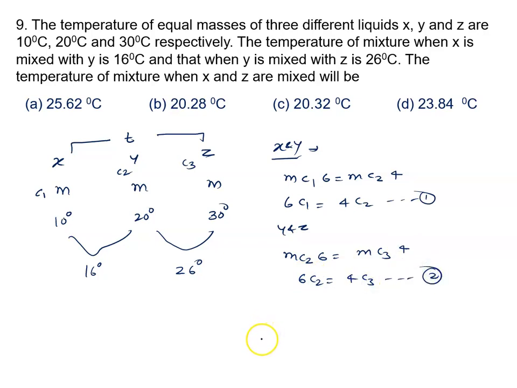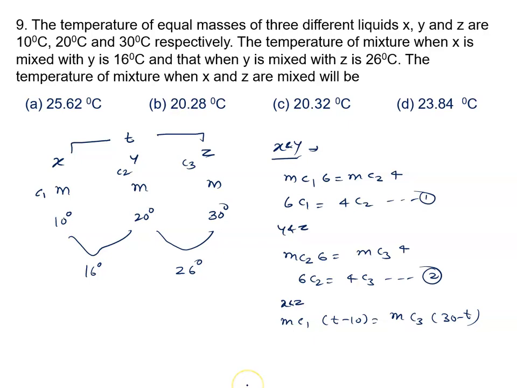Now we are mixing X and Z. So X is at 10 degrees Celsius and Z is 30 degrees Celsius. X will gain the heat and Z will lose the heat. So we will write when X and Z is mixed, that is M C1. X temperature is 10 degree, so T is more than 10 degrees, so we will write T minus 10 equal to M C3 into 30 minus T.